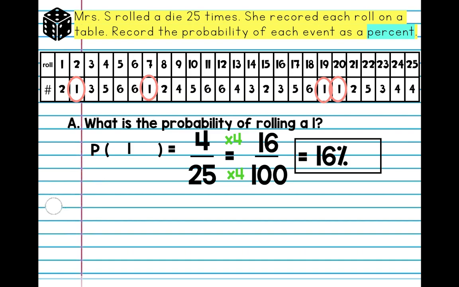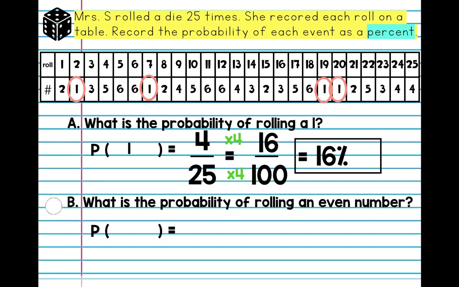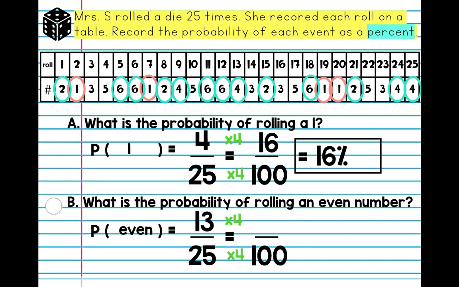So let's do the last question. Go ahead and pause the video and do this one by yourself. What is the probability of rolling an even number? P, parentheses, even, which is our event, and we're going to count how many even numbers we have. 1, 2, 3, 4, 5, 6, 7, 8, 9, 10, 11, 12, 13. So my fraction is 13 over 25. Then, just like what we did in letter A, we multiplied both sides by 4. So 13 times 4 is 52. So the probability of me getting an even number is 52%.